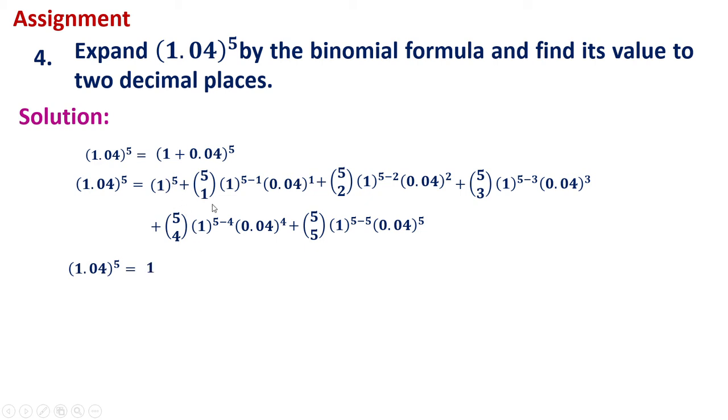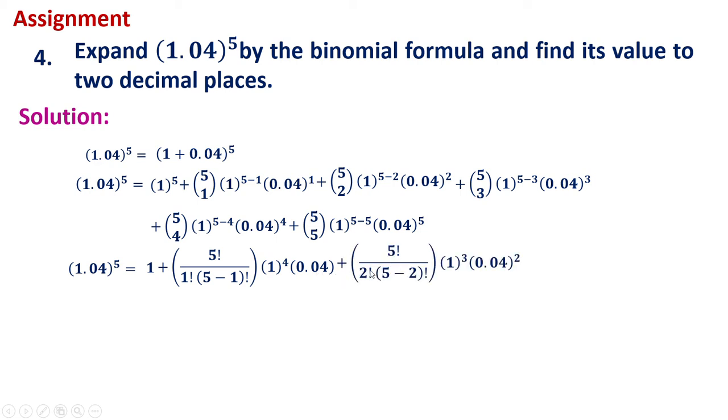So, this is 1 plus 5 factorial over 1 minus 5 minus 1 factorial. Multiply by 5 minus 1 is 4. 0.04. Yan. Plus 5 factorial over 2 factorial quantity of 5 minus 2 factorial multiplied by 1. 5 minus 2 is 3. And then 0.04 squared. And then plus 5 factorial over 3 factorial multiplied by 5 minus 3 factorial. And then 5 minus 3 is 2. And then we have 0.04 raised cube.